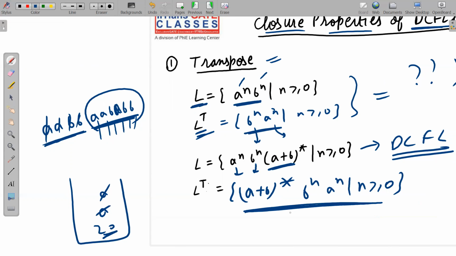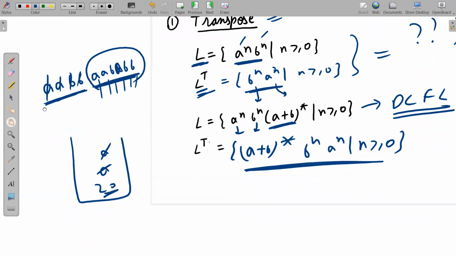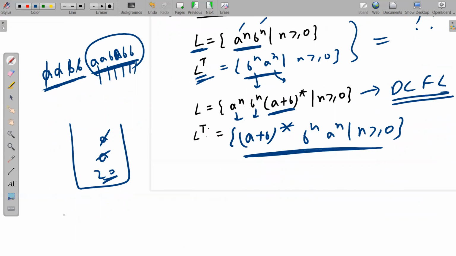Now see the L transpose. Now it will create confusion. How will it create confusion? Let me show you here. Let me take a string: double A, double B, double A, double B. This is for L, and this is your string. See, this example is not that perfect, that's why I am not taking this example, so just ignore it. I have just shown you that this example was given to show that L is DCFL. Now, to prove that transpose is not DCFL, I am taking another example of L.